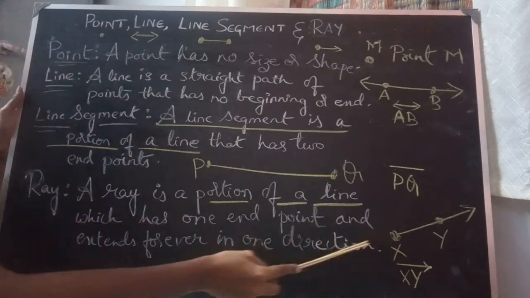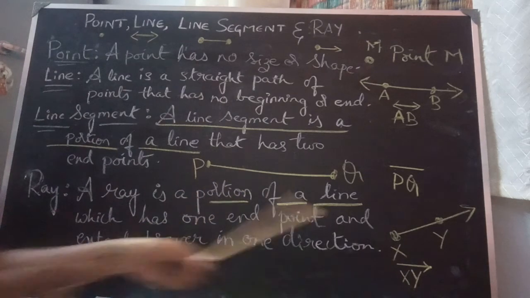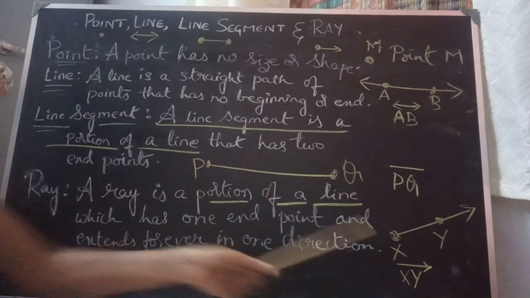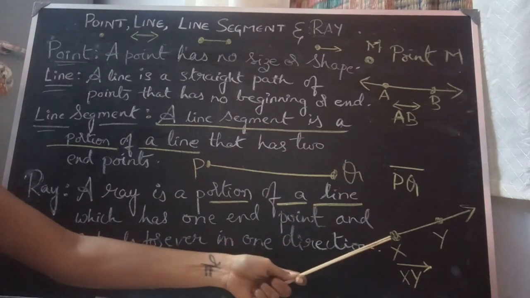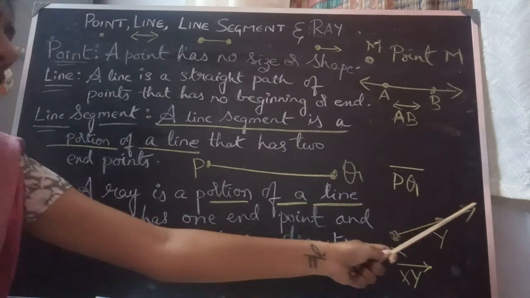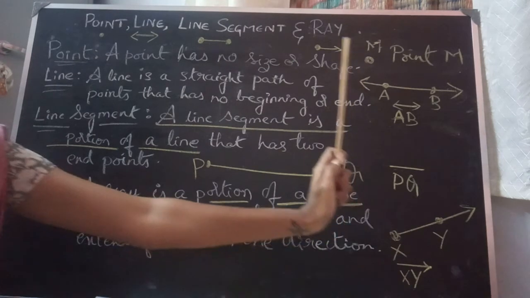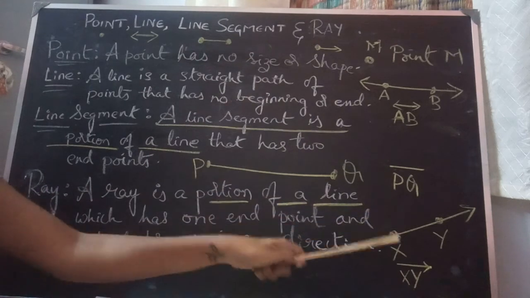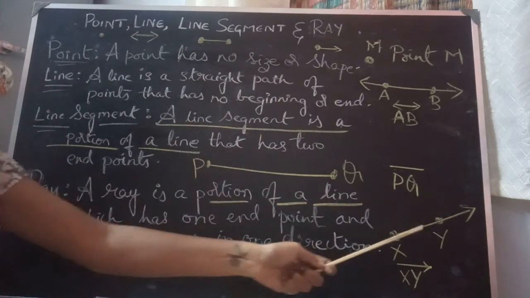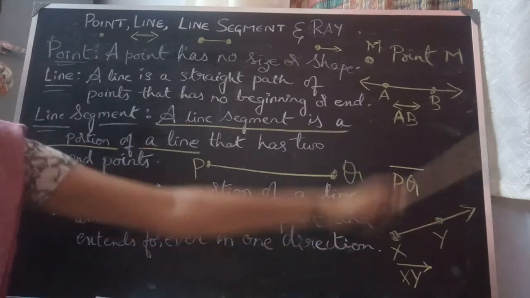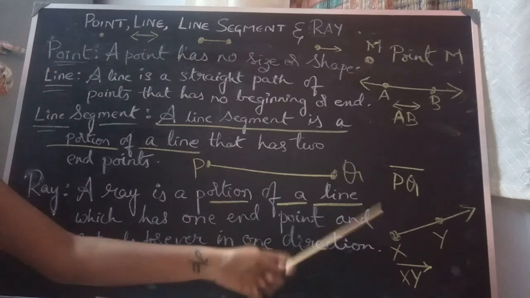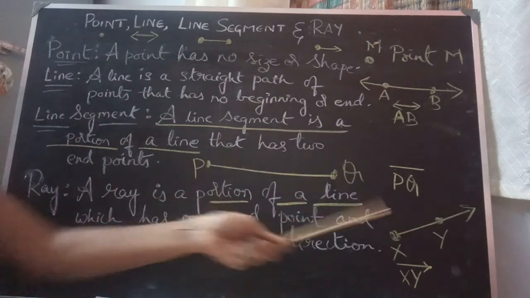This is a ray. A ray is a portion of a line which has one end point. This is the end point we are having. It has one end point and extends forever in one direction, or else we can say it goes off to infinity. That means the other end doesn't have any termination. It starts at one point and just goes on in one direction. So this is a ray.